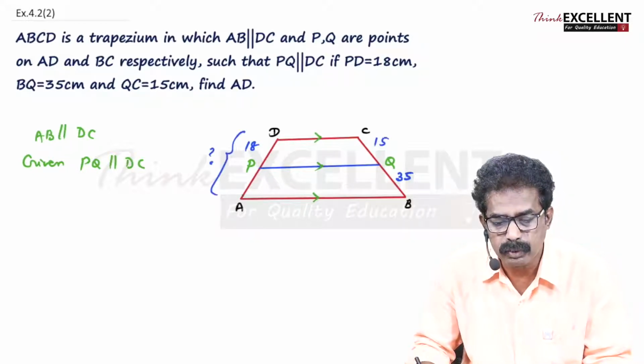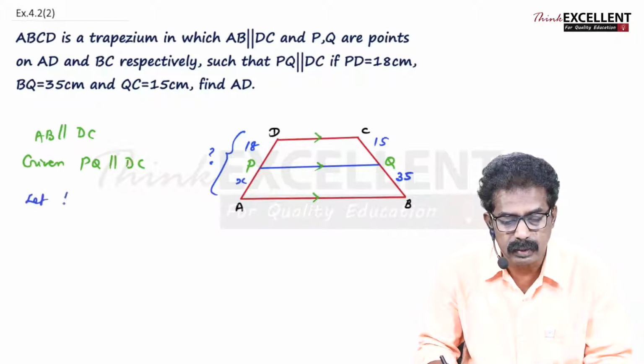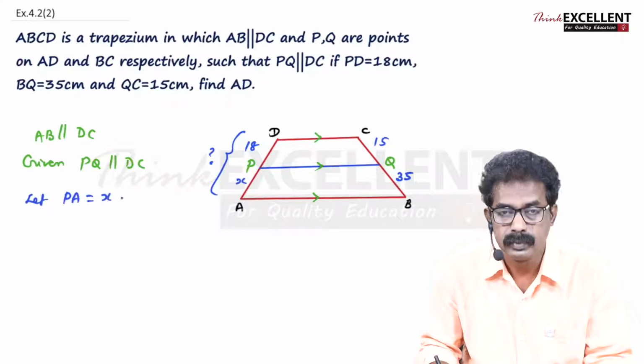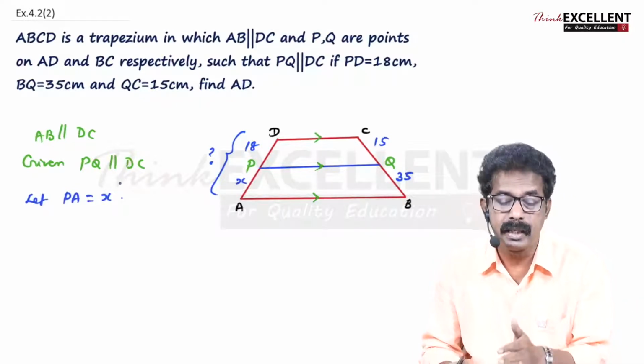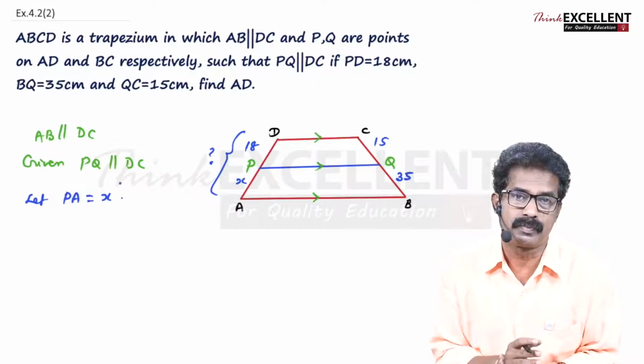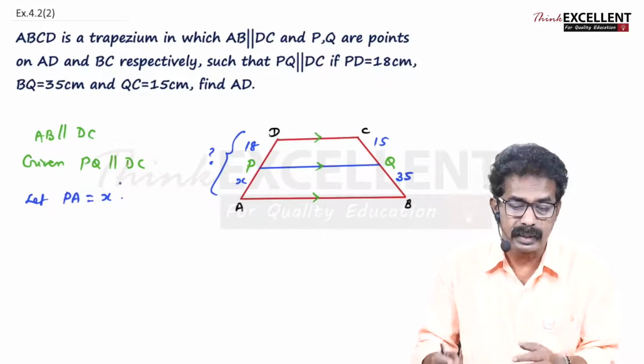So for that, what I am going to do, I am taking PA as X. Let PA be equal to X. After finding X, don't stop there. They asked to find what? AD. AD means the full length, 18 plus X. So after finding X, you add that 18 also.